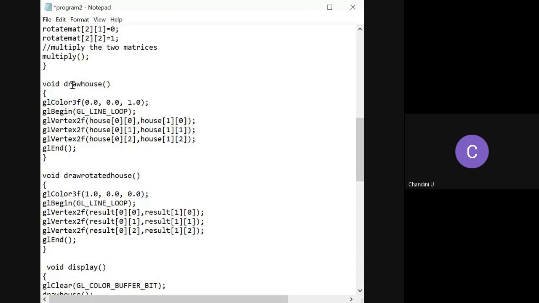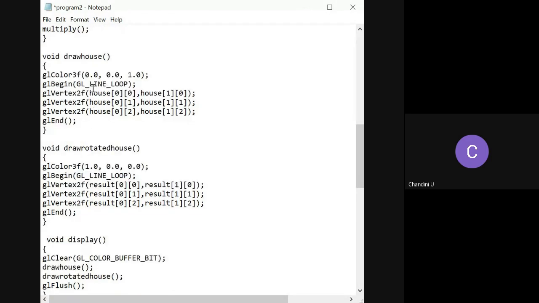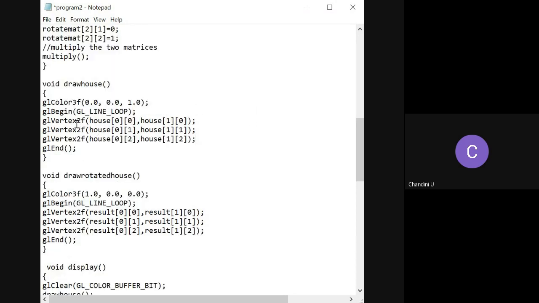Here what happens is, this is to draw your original object or your original triangle, okay, with the color 0 0 1 RGB, and then begin GL line loop. Okay, we are drawing a connected triangle. So note the symbolic constant, it is GL line loop. Now you specify the vertices or coordinates.